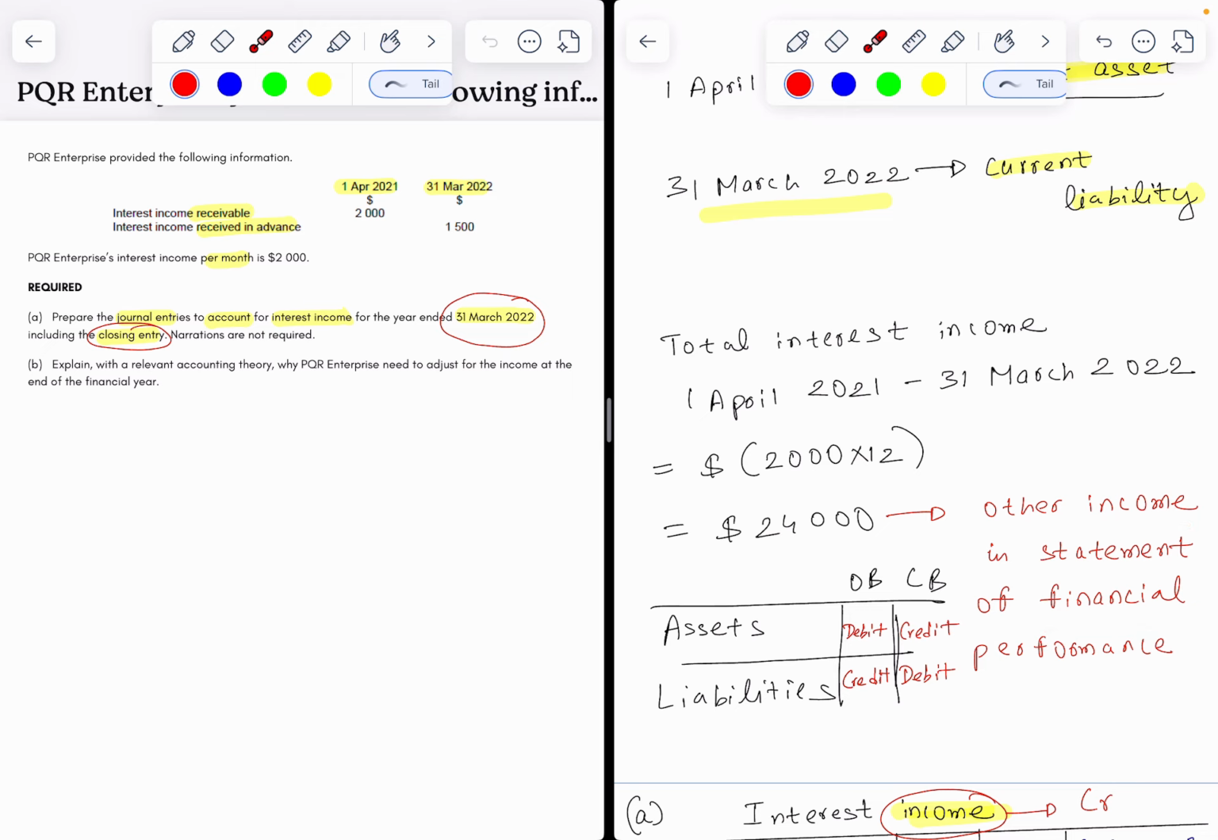All right, so the requirement in Part A is to prepare the journal entries to account for interest income for the year ended 31 March 2022, including the closing entry. So all journal entries that we have got for the entire year, starting 1 April 2021 and ending 31 March 2022, are what we have to record. But as an extra, what we will also learn is how to correctly prepare the interest income ledger account. So let's look into that.